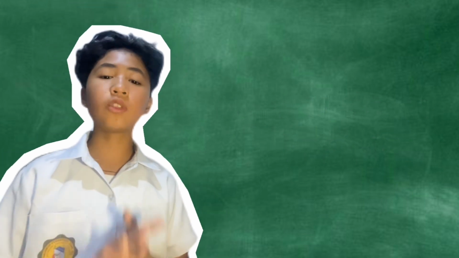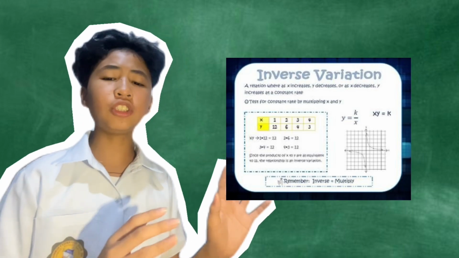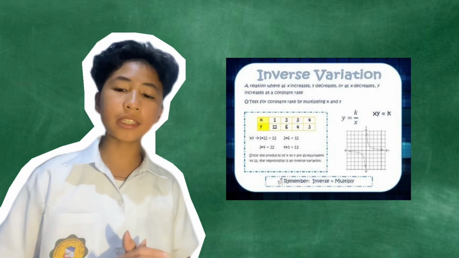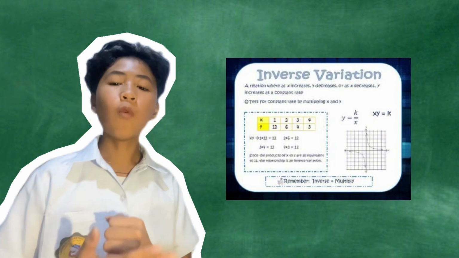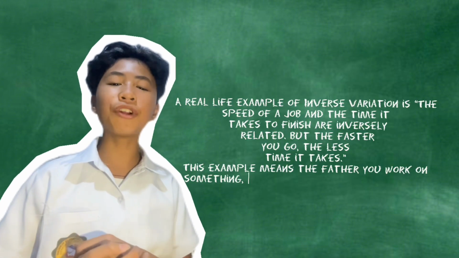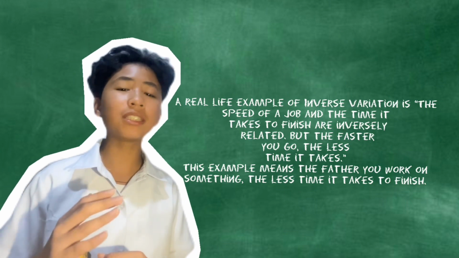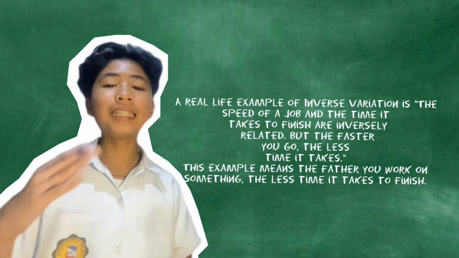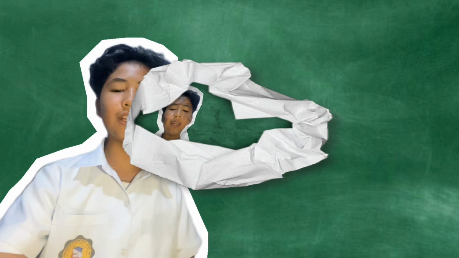Moving on to the second one, inverse variation. Inverse variation is a variation where one quantity increases, then the other decreases. The formula commonly used is y equals k/x, where the k is still constant. A real-life example of inverse variation is the speed of a job and the time it takes to finish are inversely related: the faster you go, the less time it takes. This example means the harder you work on something, the less time it takes to finish.